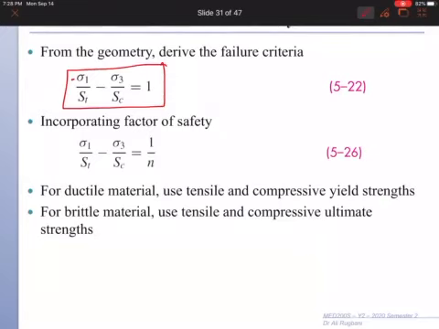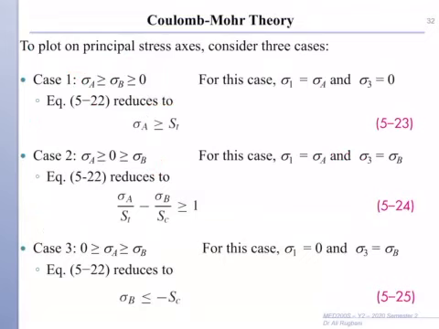If you look at the formula, you see that you need to compare your positive stress, this is the largest stress, usually positive, with your strength in tension, and the smallest stress or negative stress with your compression strength. And you need to also include a factor of safety. So let's look at the three cases, because sometimes you only have tension, sometimes only compression, sometimes you have both tension and compression.